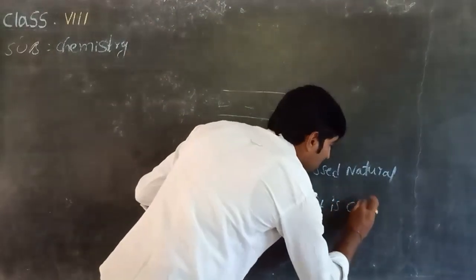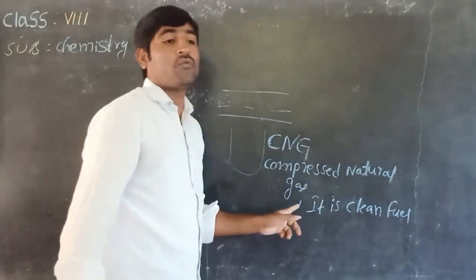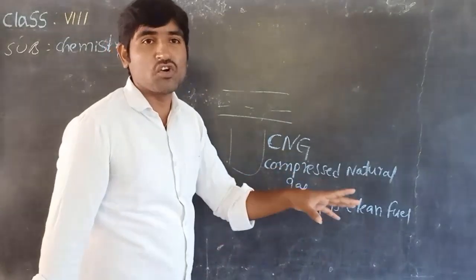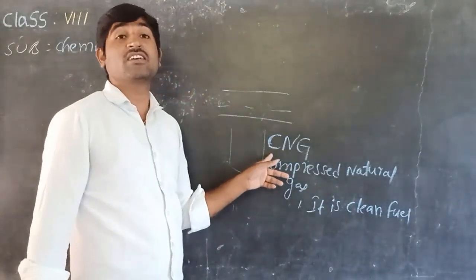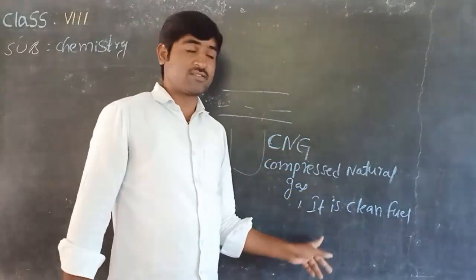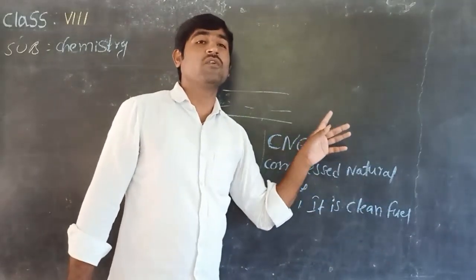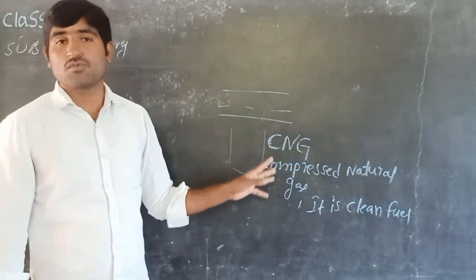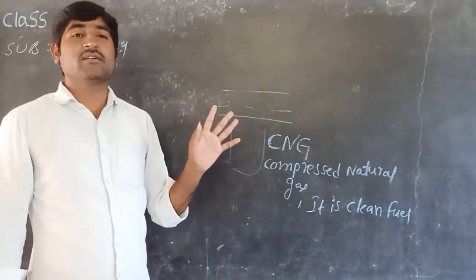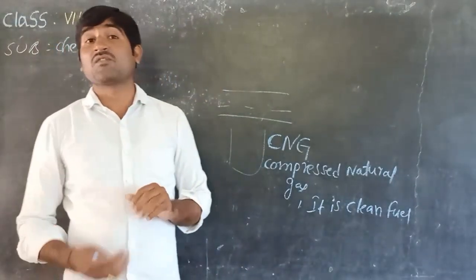It is a clean fuel. It is very important to learn. Which fossil fuel is a clean fuel? CNG. Which fossil fuel is a less polluting gas? That is compressed natural gas, CNG. Due to these advantages, it is a clean fuel and less polluting gas, so most vehicles are using CNG as a fuel. Understood? And what is one more great advantage of CNG?